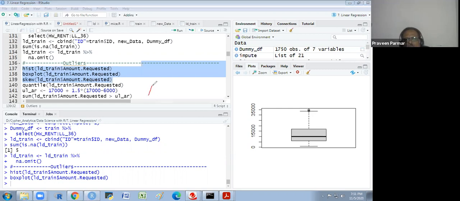The positive skewed data is like this, and you will get the outliers here. This is our positive skew. Got it? If you turn it in the clockwise direction, you will get this way. Got it? Yes, sir.